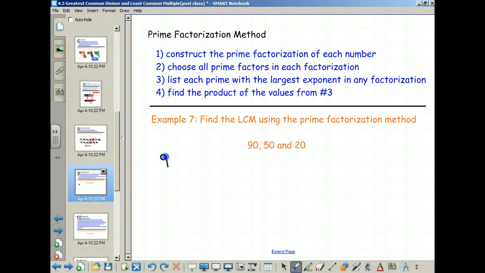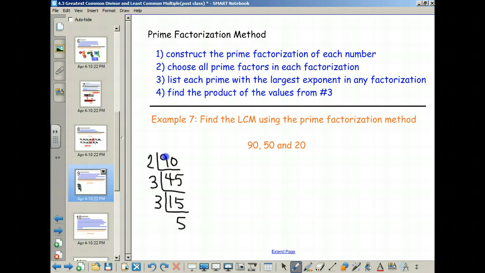So let's start with 90. Smallest prime number that divides 90? Smaller. Smaller. There you go. Okay, 90 divided by 2 is 45. And then smallest number that divides 45? 5 does, but I'm going to go 3 because 3 is smaller. 45 divided by 3 is 15. Smallest that divides 15? 3. And then I get the 5 that you guys have been egging to get all the way along.